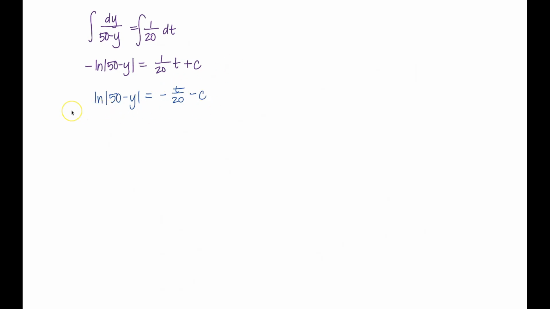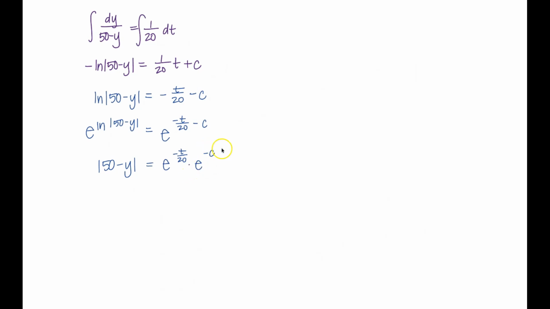And then I'm going to exponentiate both sides. So e to the natural log of the absolute value of 50 minus y is equal to e to the negative t over 20 minus c. And now e to the natural log, those are inverses. So I have absolute value of 50 minus y is equal to e to the negative t over 20 times e to the negative c. Here I'm using the properties of exponents, so I can split this up to be e to the negative t over 20 times e, that same base, to the negative c.